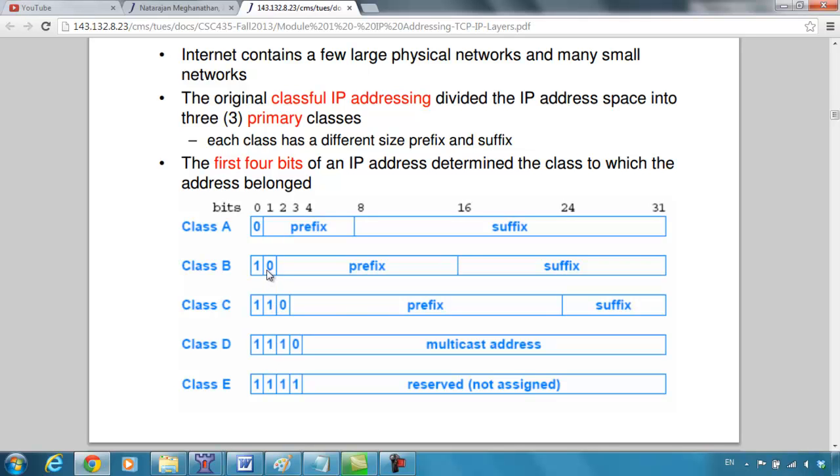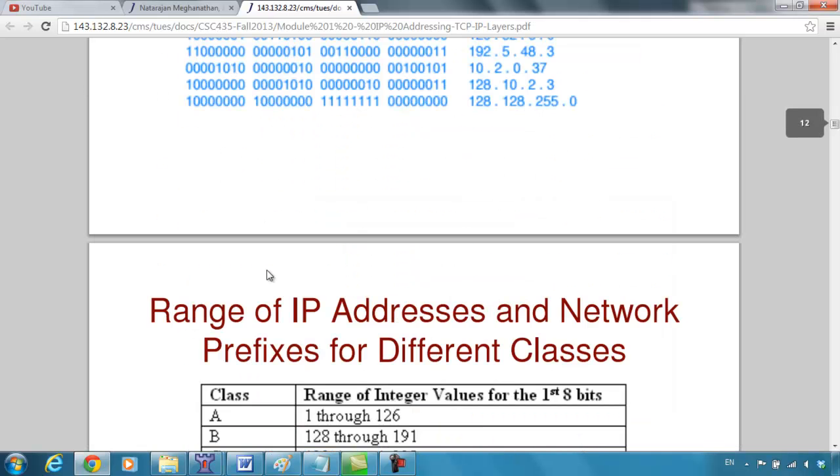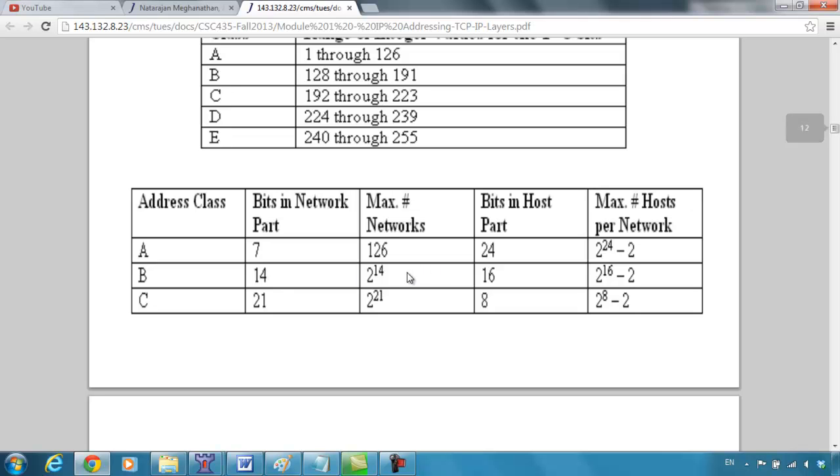Okay. So you have basically the 16 bits, and the first 2 bits are fixed. So you have only 14 bits that you can play with. So you can have 2 to the 14 class B networks. And in each such class B network, you have 16 bits for the host part, so you can have 2 to the 16 minus 2 hosts.